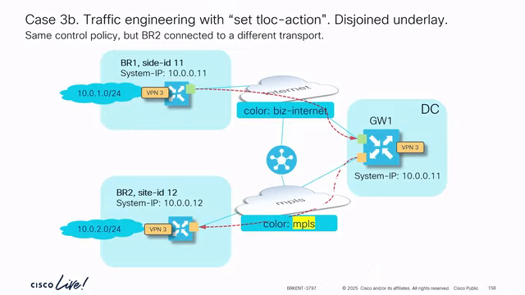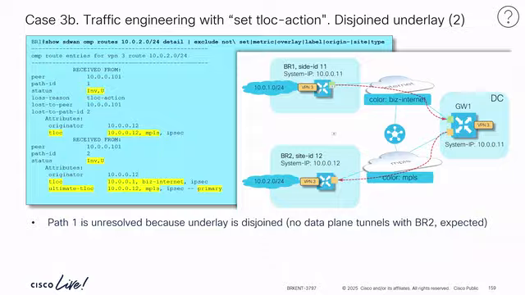There is a sub-variant, a slight variation of that case. I call it 3B. What if the colors are different? What if we have this joint underlay here and still we want to follow the DC as an intermediate hop? You will see that despite here we also have the ultimate action, traffic engineering certainly configured already. Service traffic engineering still configured. But the path is unresolved.